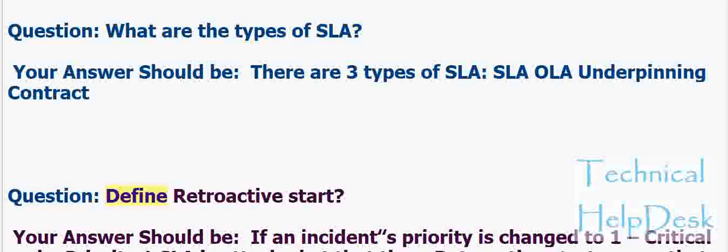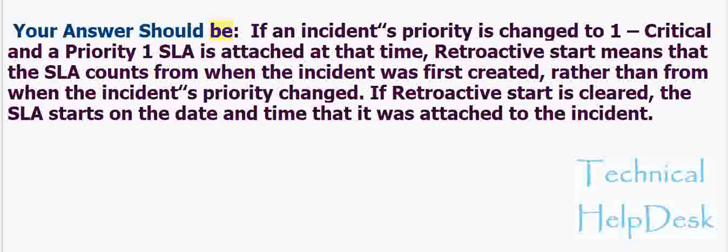Question: define retroactive start? Your answer should be, if an incident's priority is changed to priority one critical and a priority one SLA is attached at that time, retroactive start means that the SLA counts from when the incident was first created, rather than from when the incident's priority changed. If retroactive start is cleared, the SLA starts on the date and time that it was attached to the incident.